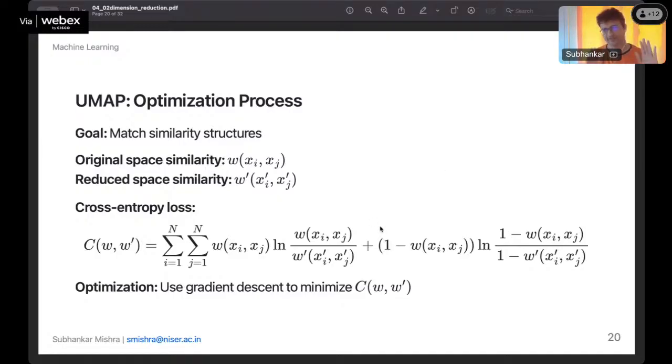So we can find the cross entropy loss between the original similarity and the reduced space similarity, and the goal is to minimize this cross entropy loss. I hope you remember, if the classification is 1 and the prediction is 1, then it is 1, otherwise it is the other way around. So our goal is to use gradient descent to minimize this. There also we minimized the negative log likelihood. Here we are trying to minimize the cross entropy loss.